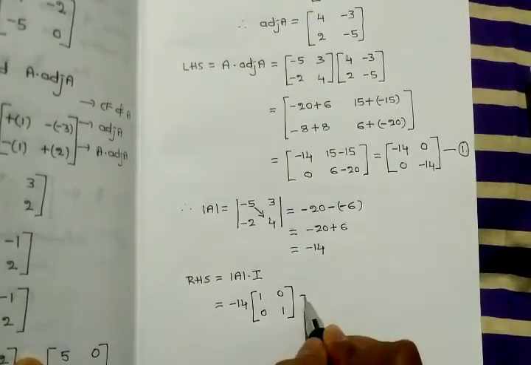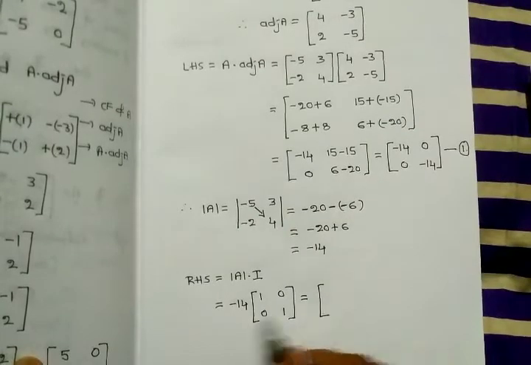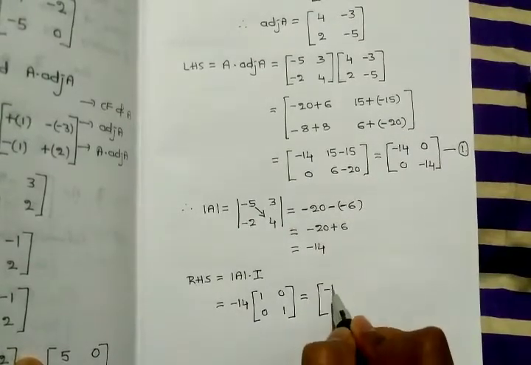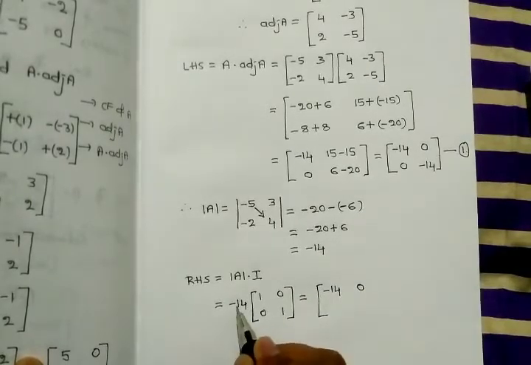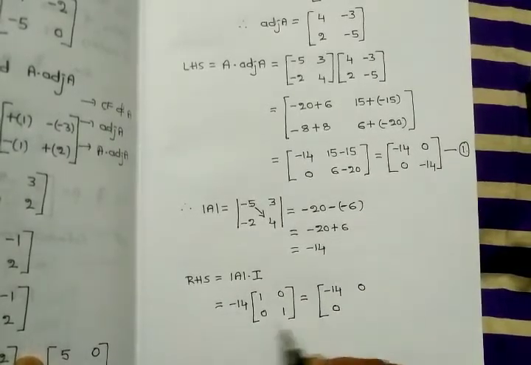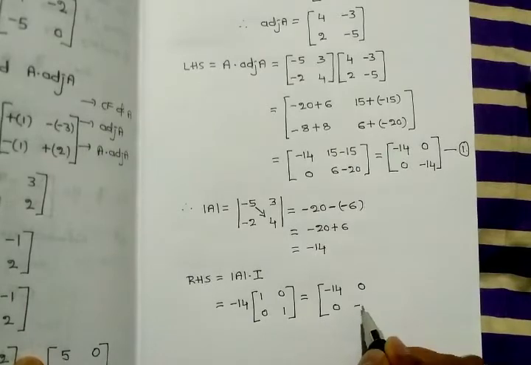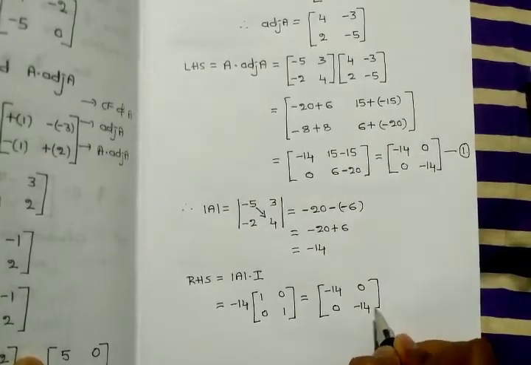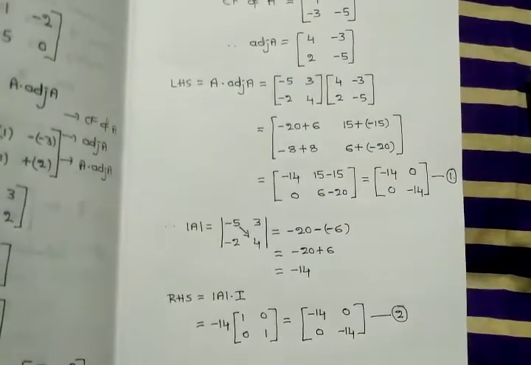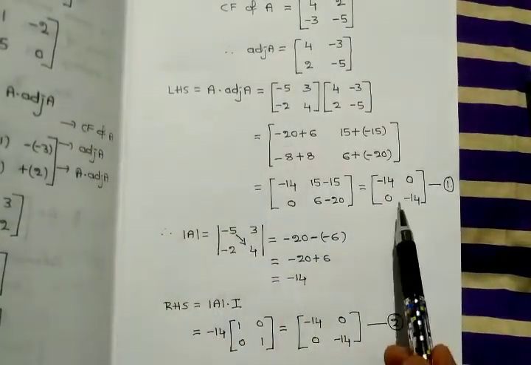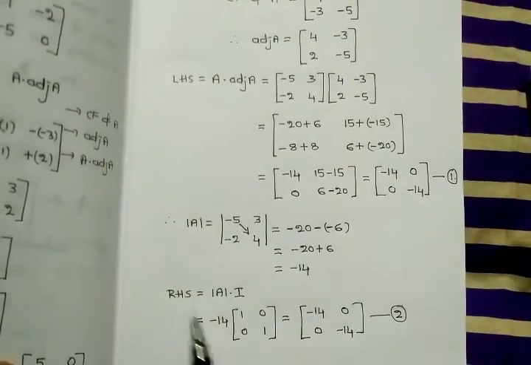So next multiply. So minus 14 into 1 is minus 14. Minus 14 into 0 is 0. Minus 14 into 0 is 0. Minus 14 into 1 is what? Minus 14. Call this as 2. Now you got left hand side value. You got right hand side value.